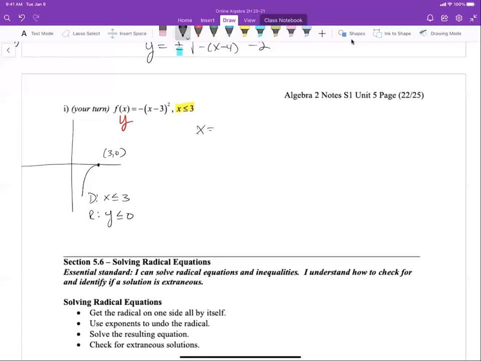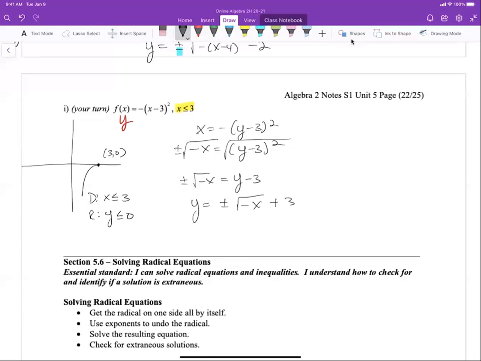So x equals negative (y minus 3) squared. I will then multiply both sides by -1. I will then take the square root, which, don't forget, has plus or minus, and I get plus or minus the square root of negative x equals y minus 3. I need to add 3 to both sides. So y equals plus or minus the square root of negative x, plus 3.